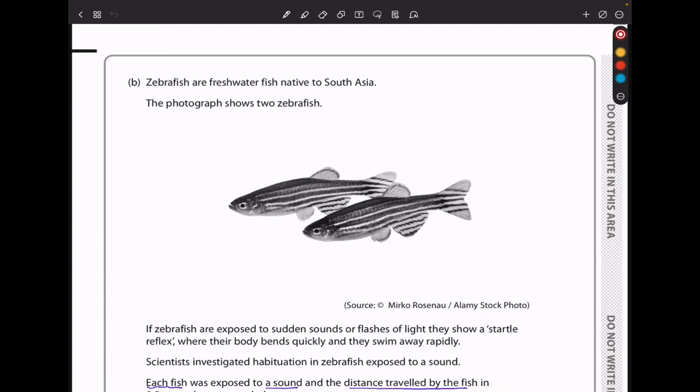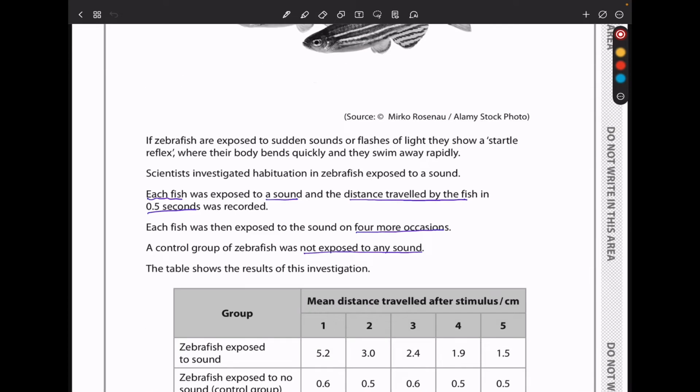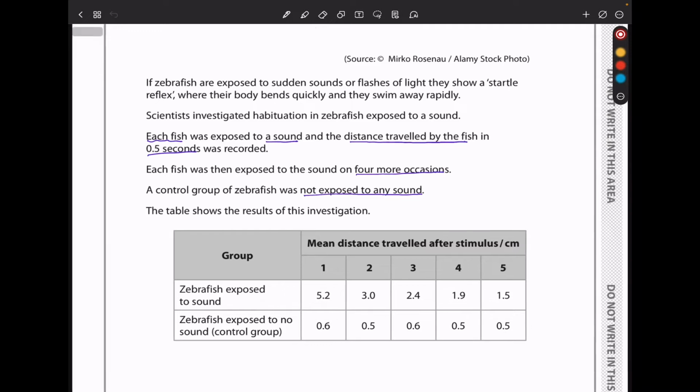In part B, they say zebrafish are freshwater fish native to South Asia. The photograph shows 2 zebrafish. We can see them here. If zebrafish are exposed to sudden sounds or flashes of light, they show a startle reflex where their body bends quickly and they swim away rapidly.